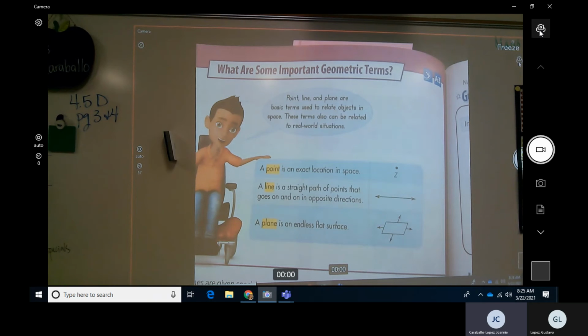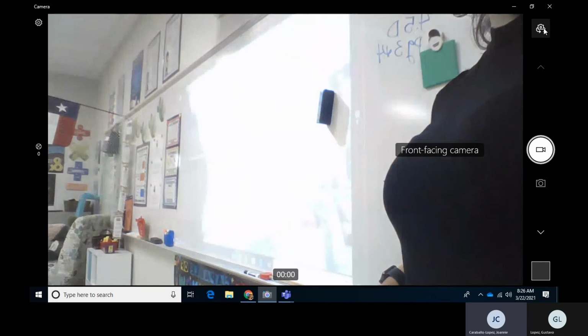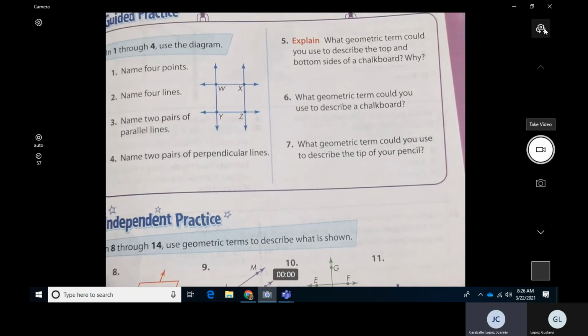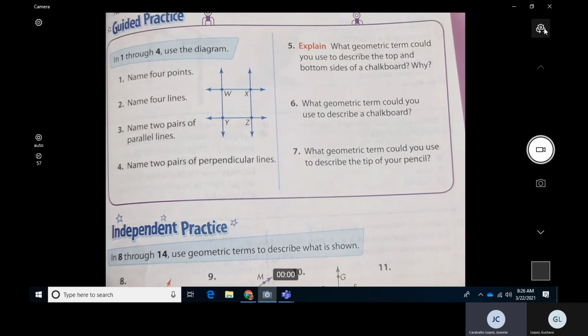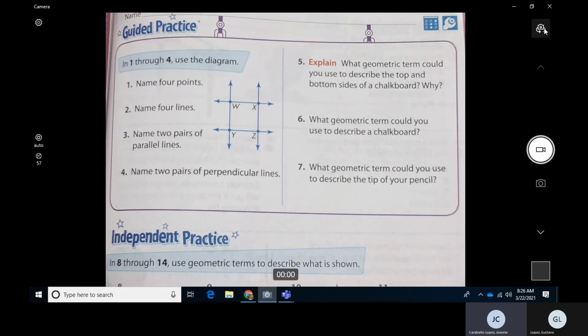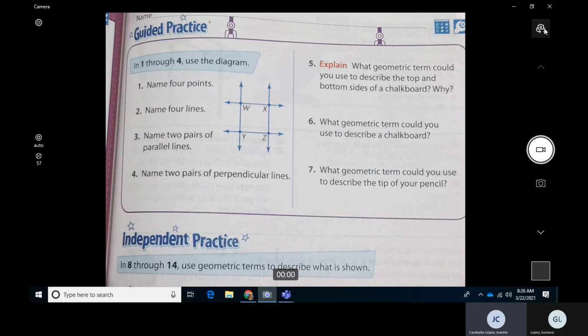And then the last one. What geometric term could you use to describe the tip of your pencil? So if you had to use one of those geometric terms, which one would you use to describe the tip of your pencil? Si usted tuviera que usar esas palabras, esos términos geométricos, ¿cuál palabra usted usaría para describir la punta de su lápiz? Come on, quickly.